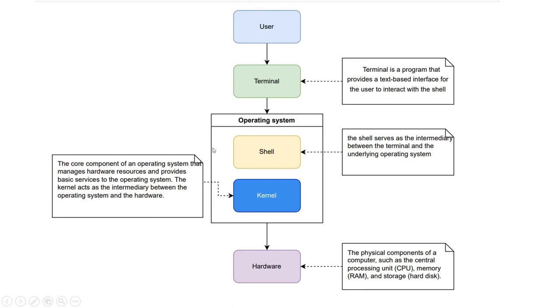Okay, so here is our operating system, which has the shell and the kernel. The kernel is the core component, and it is also the bridge between the hardware and the software. So the user will use the terminal to type the commands. That command will be taken and sent to the shell. The shell will execute the command and send the output back to the terminal to display it to the user.